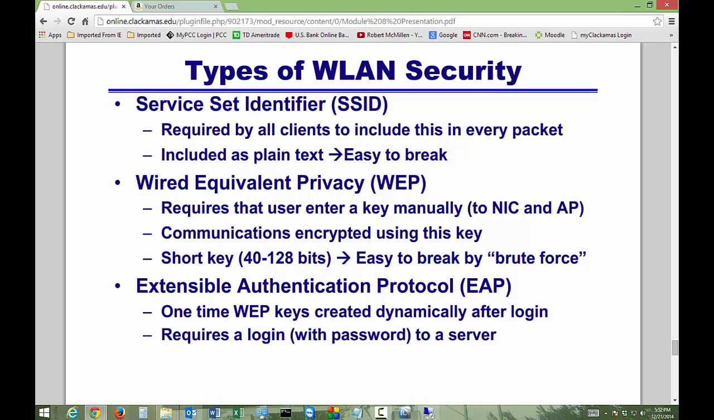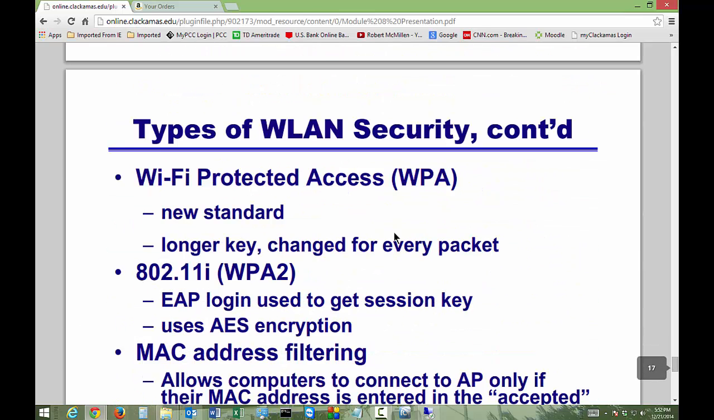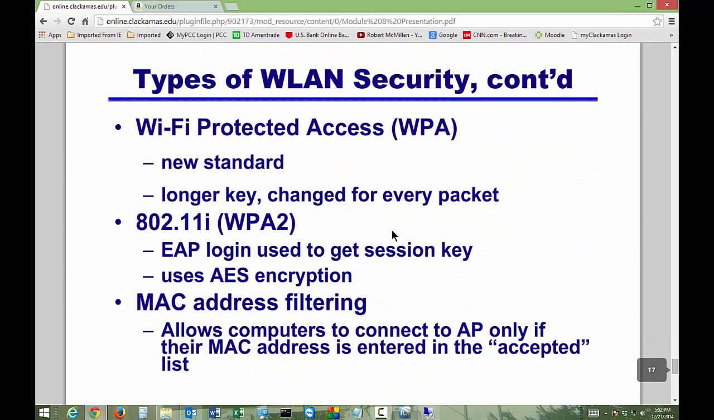There's also Extensible Authentication Protocol, EAP, which is a one-time WEP key created dynamically after a login. It requires login with a password to a server. So EAP can be used with WEP in order to add additional security. But again, I don't recommend it.